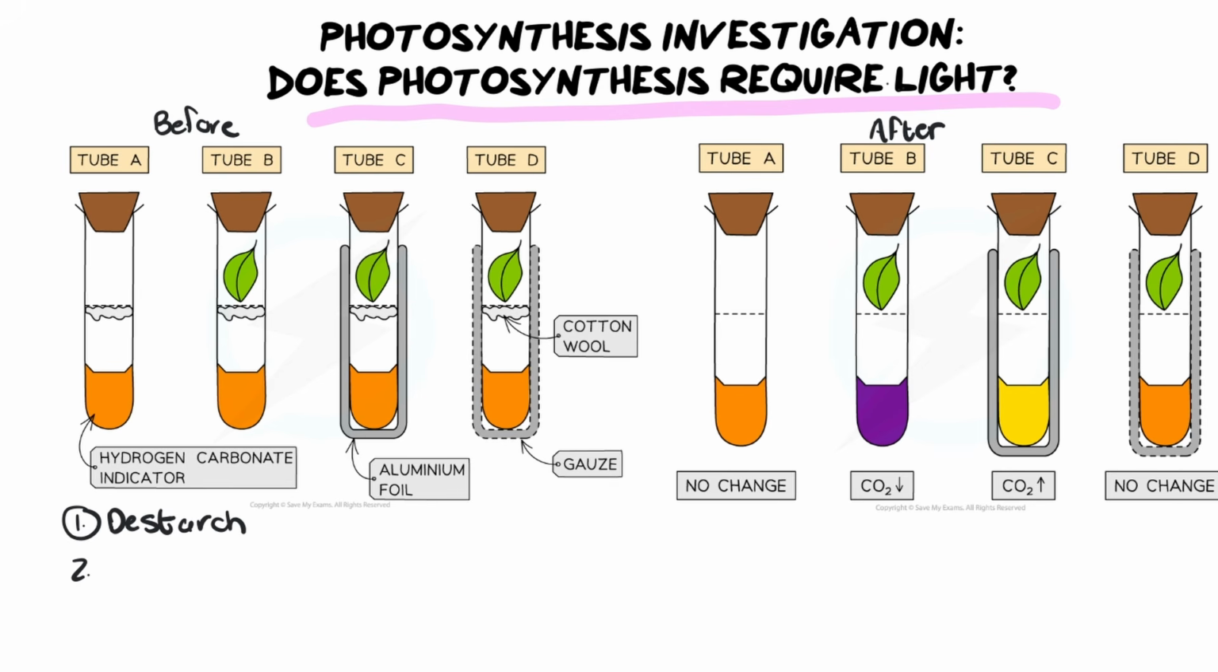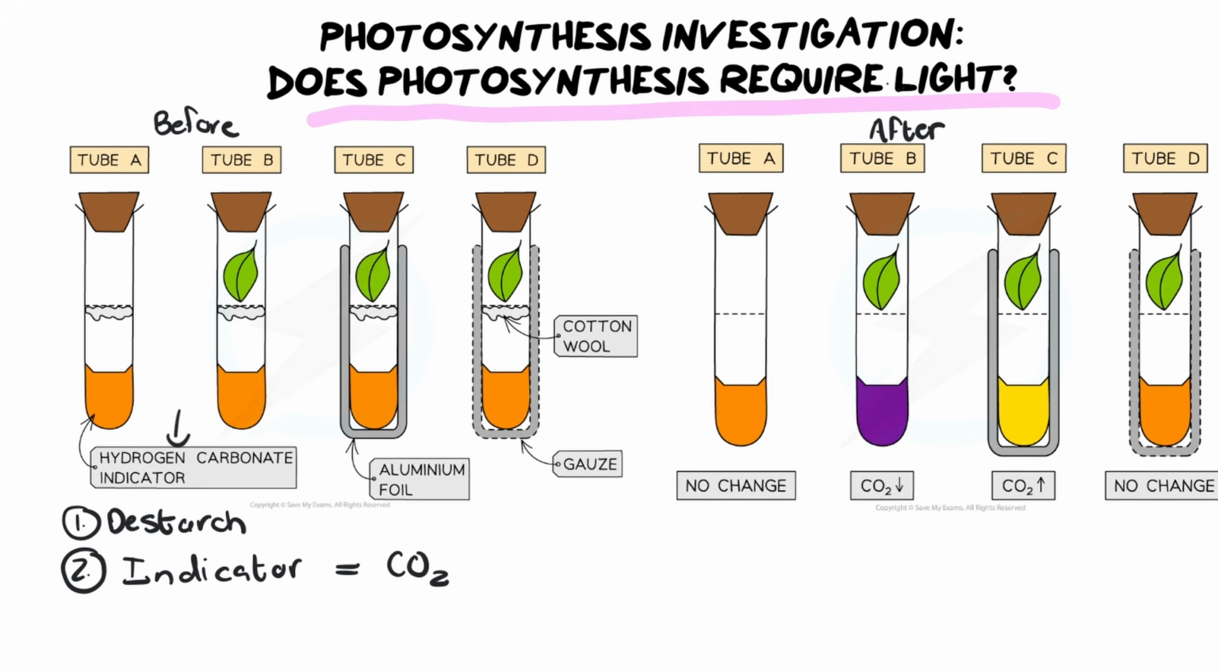The second thing is we are going to use an indicator liquid. Now, in this instance, we are going to use hydrogen carbonate, which starts off orange, and it will change color depending on how much CO2 there is. So the indicator is actually the CO2 content. Has it gone up, down, or remained the same? And that's going to help us determine whether or not photosynthesis has taken place.